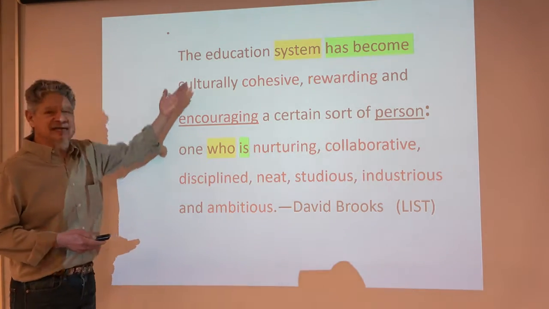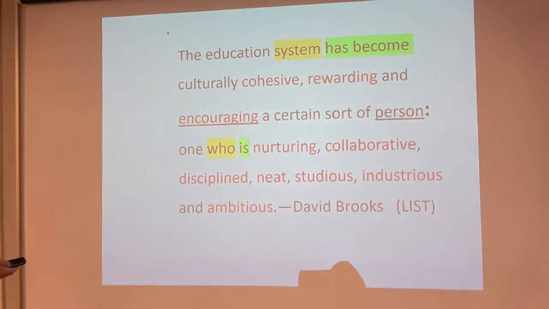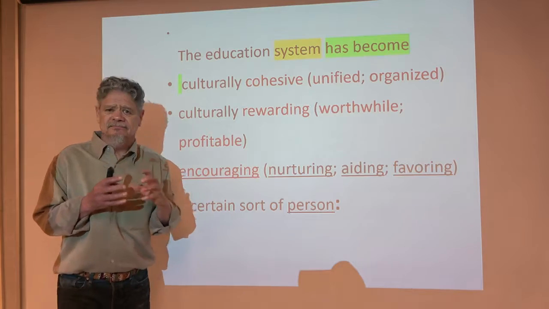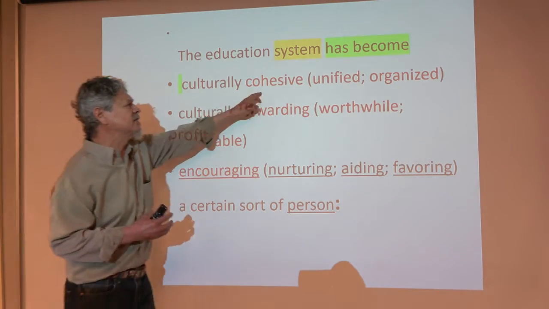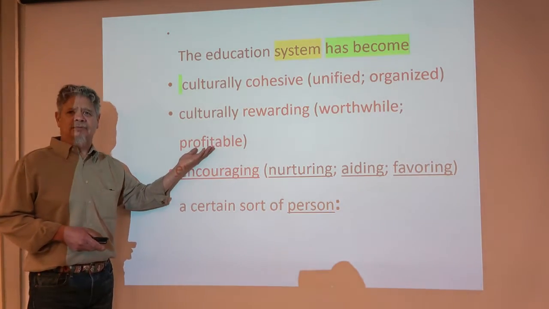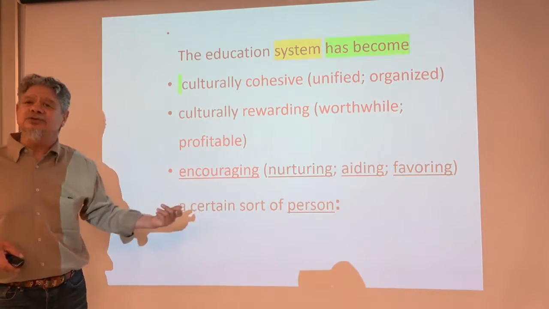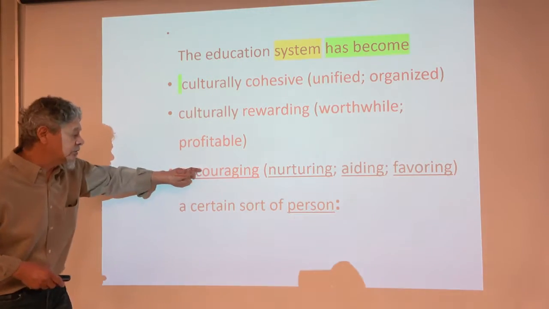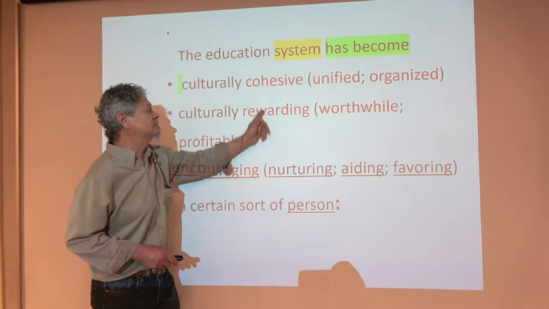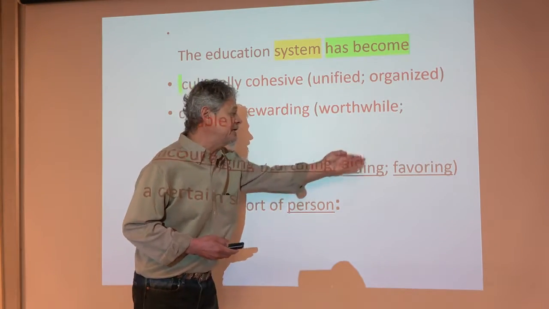Okay? Now this sentence has a lot of adjectives. I thought I would give it to you in two parts and explain the adjectives. Culturally cohesive means unified, organized, no loose ends. Culturally cohesive, unified. Culturally rewarding, something that is worthwhile to do, something that is profitable. And encouraging, this one I put it underlined because I think he's using it as a gerund. Encouraging a certain sort of person. These are adjectives. But I think this is a gerund. And meaning nurturing, aiding, favoring.